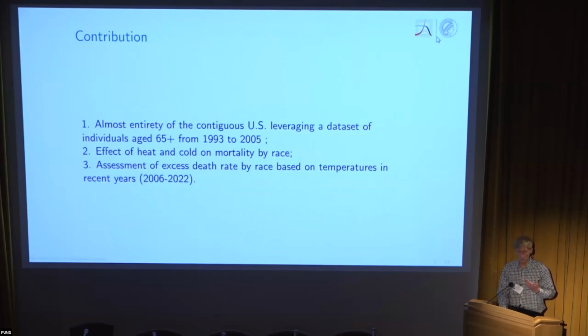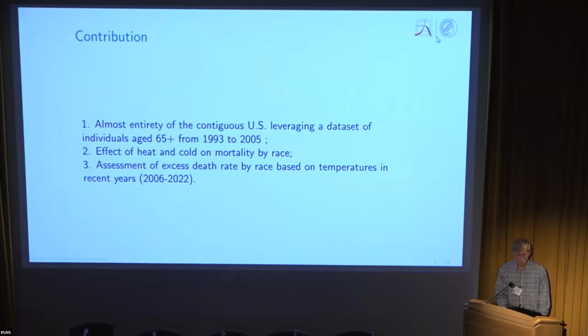So with this study, we try to contribute to the existing literature using data that covers the entirety of the contiguous United States from 1993 to 2005, for individuals aged 65 and above. And we estimate both the effect of heat and cold on mortality by race, compared to some of the previous studies that only looked at exposure to heat.